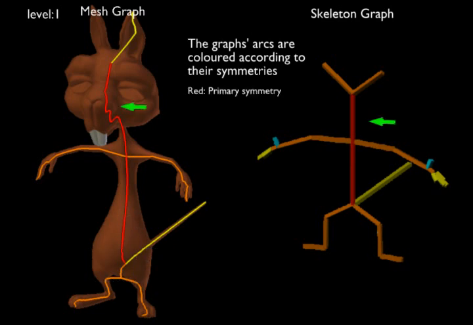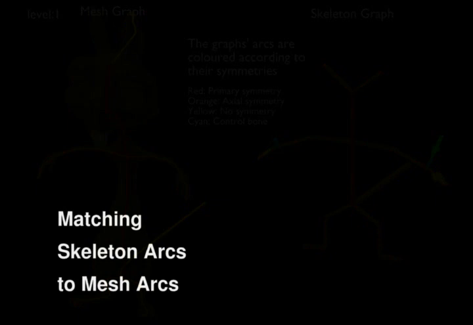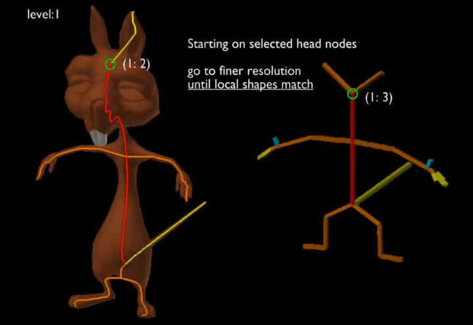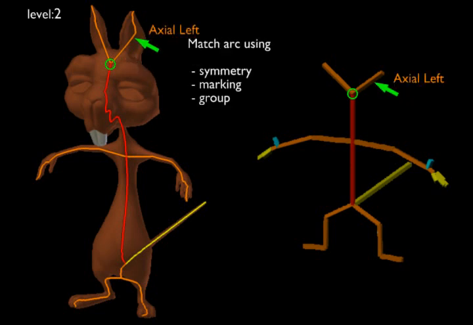This example shows the multi-resolution matching process on a typical character. Here we can see the symmetry tagging. Notice how the method goes to finer resolutions to find the coarsest arc with the correct local shape.